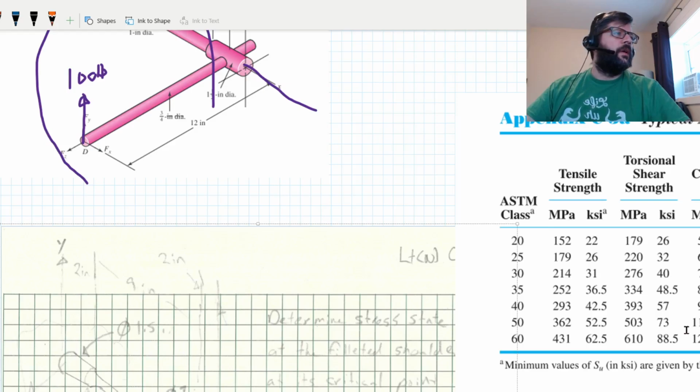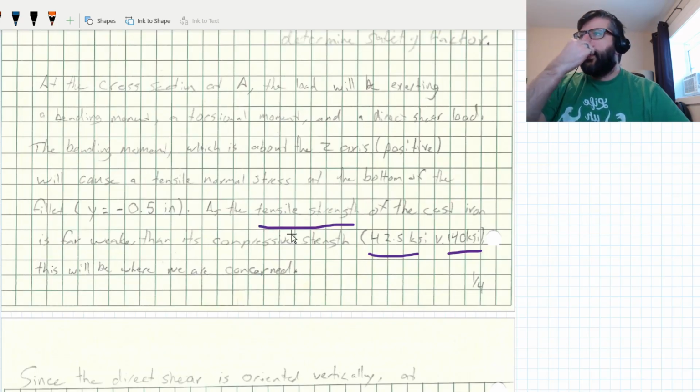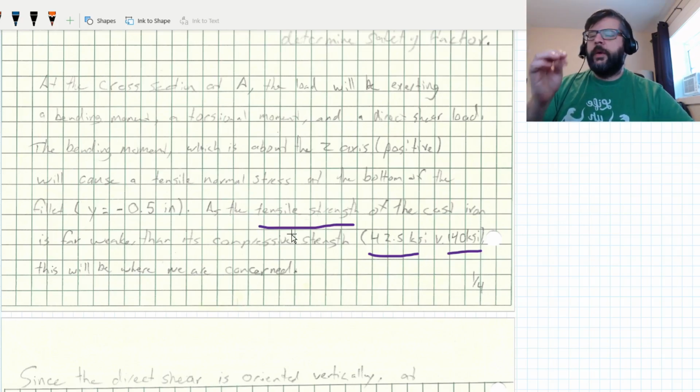and we are looking at 140 KSI for its compressive strength. So we're far more concerned about where the tensile load occurs. And then obviously both the direct shear load and the torsion are going to cause shear. So shear is not compressive or tensile. It causes either, depending upon which orientation you're looking at when you try to switch things back to your prime axis.